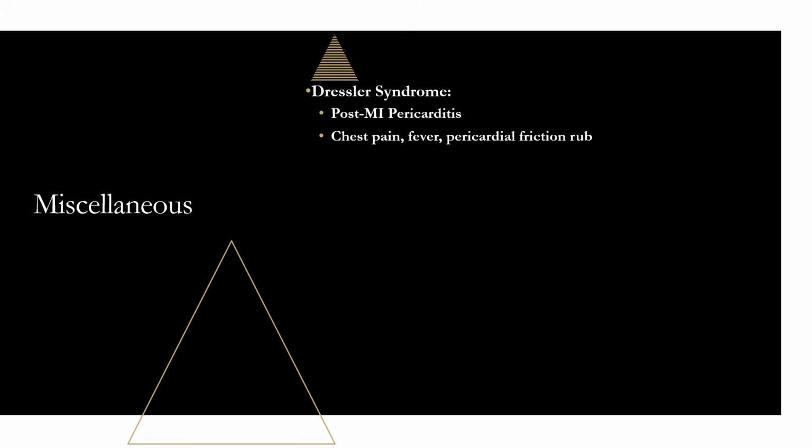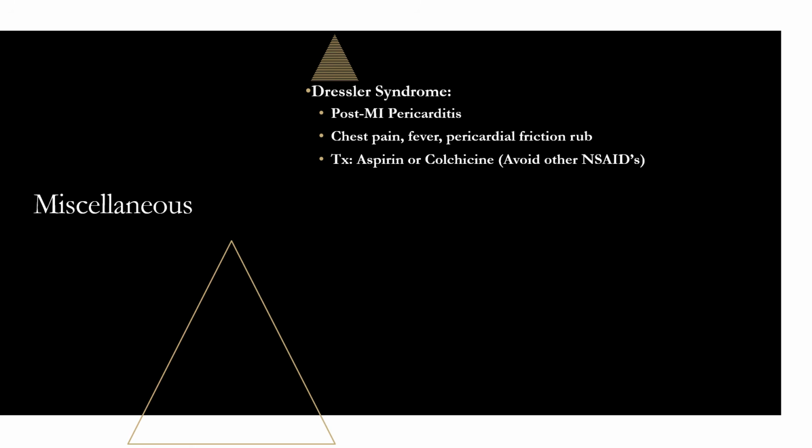So in the days after a patient presents with an MI, they're recovering, all of a sudden they have this new onset of chest pain. They may have fever, pulmonary infiltrates, pericardial friction rub, but you want to make sure after you rule out reinfarction that you consider Dressler syndrome. And the treatment for these patients is going to be with aspirin or colchicine.